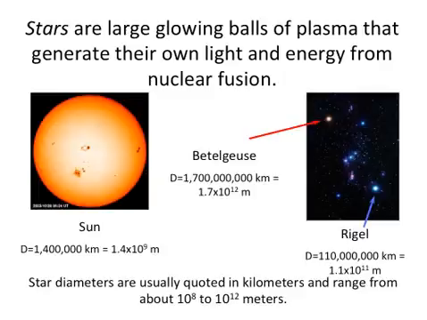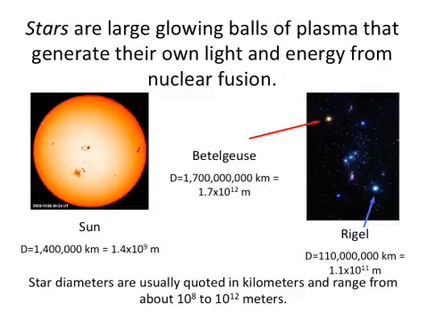Stars tend to be larger than planets. Stars are glowing balls of plasma. They generate their own light, and that energy comes from nuclear fusion. So our Sun is a star. Our Sun is 1.4 million kilometers across.